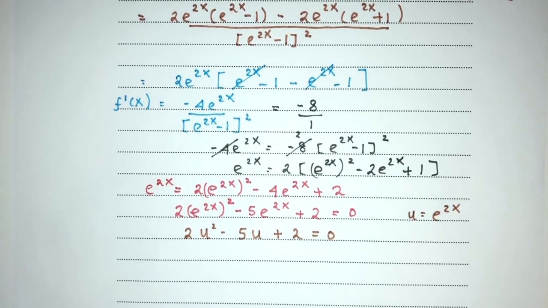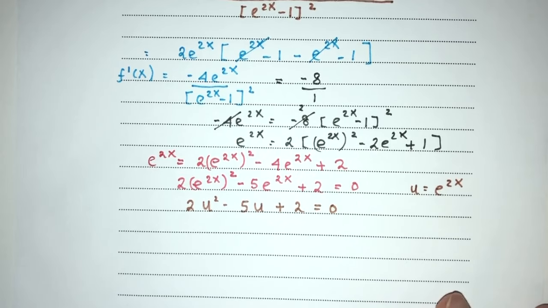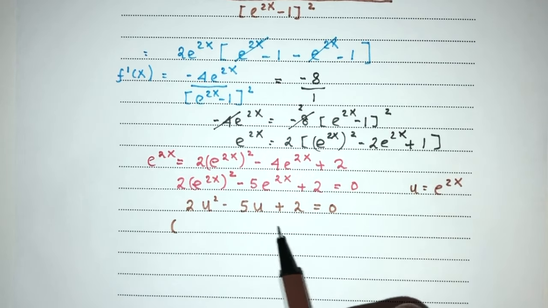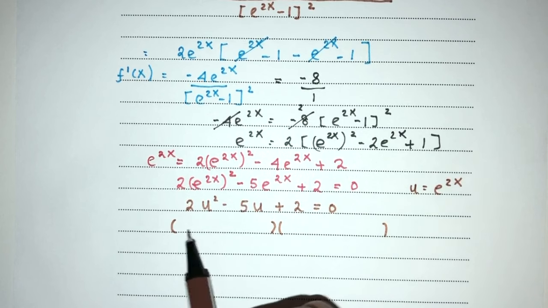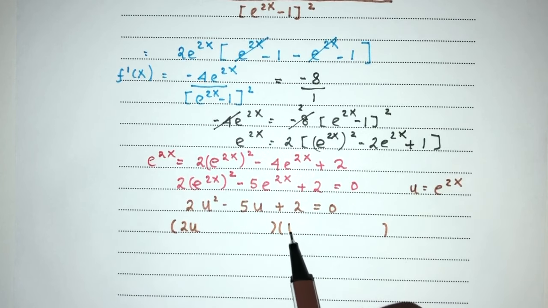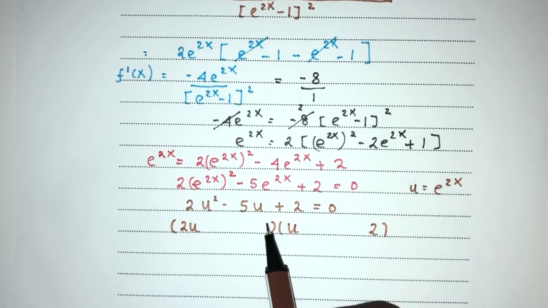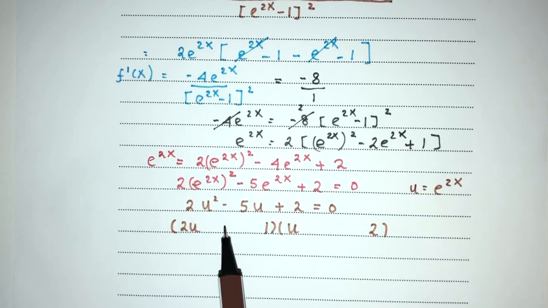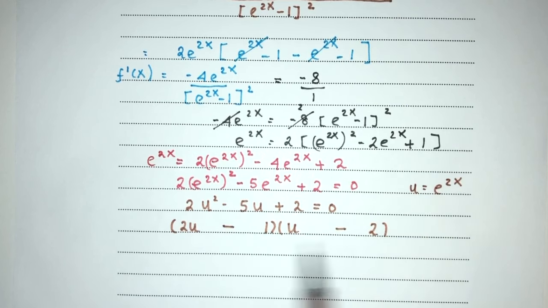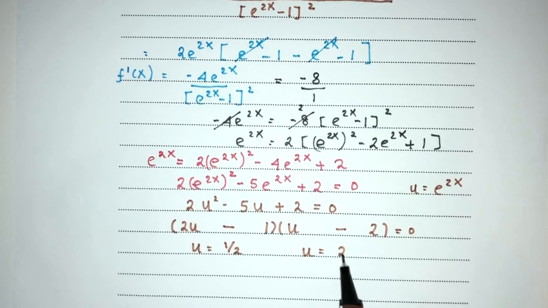Now as you can see, this is a simpler quadratic equation that we can factorize very simply. That will be 2u times u. This is 2 times 1. Now to get minus 5, we have to have minus 4 minus 1. If that makes sense. So u has to be half and u has to be the value of 2.